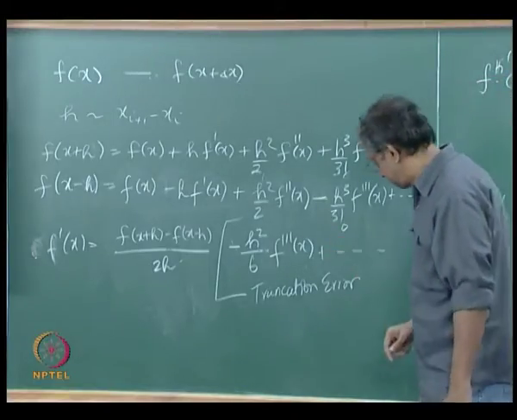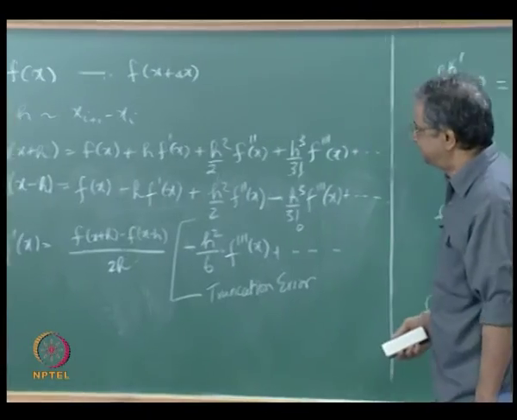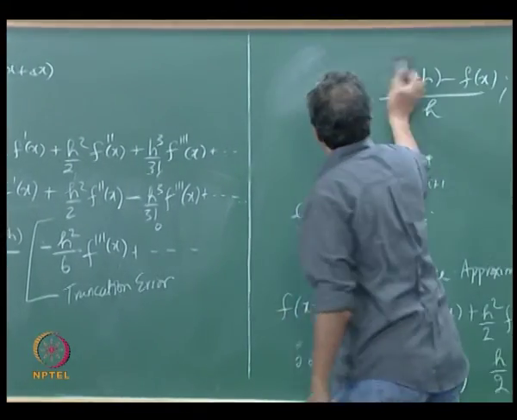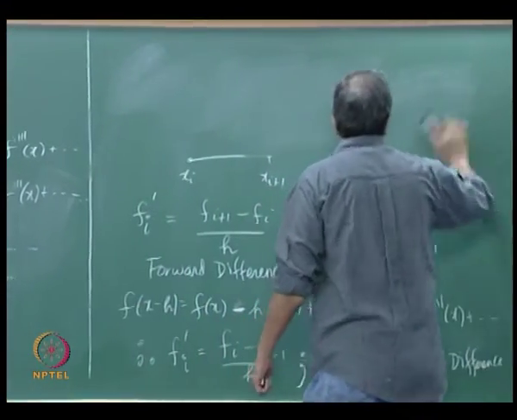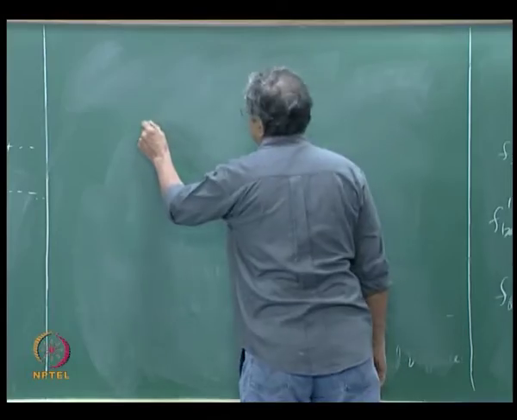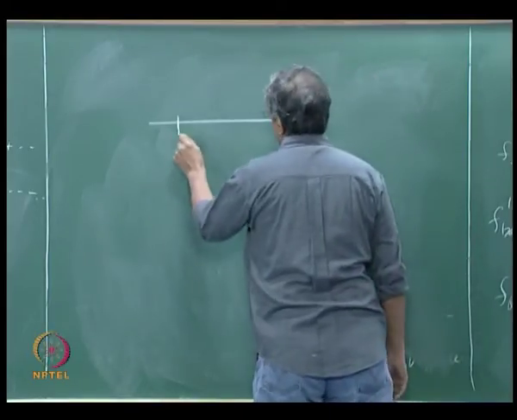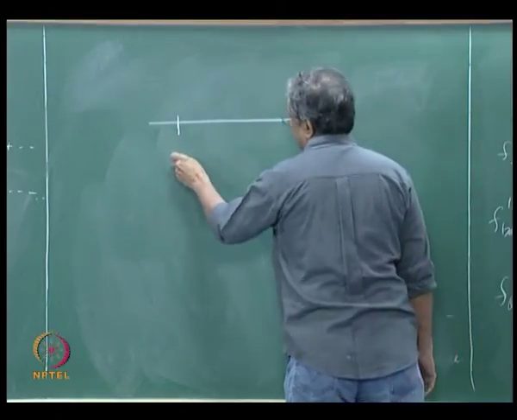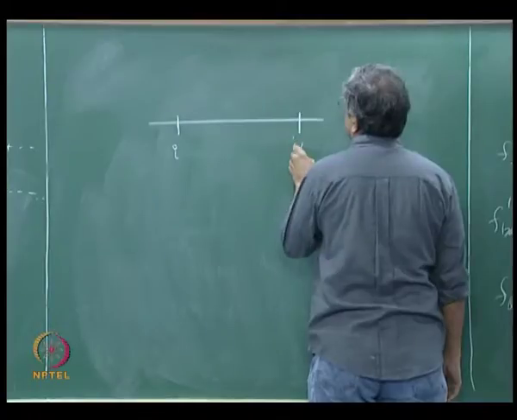Well, so this is what we have. Let me make an observation here and then we will see what it is that we have; I am going to choose an interval to see what it is that we have. This is I plus 1.